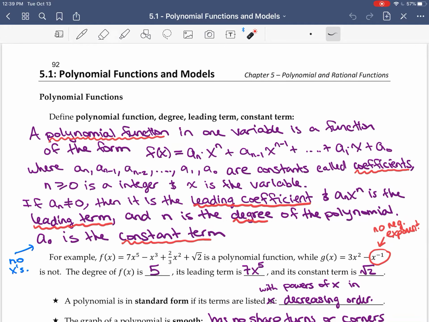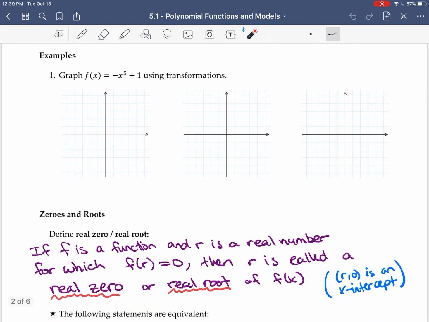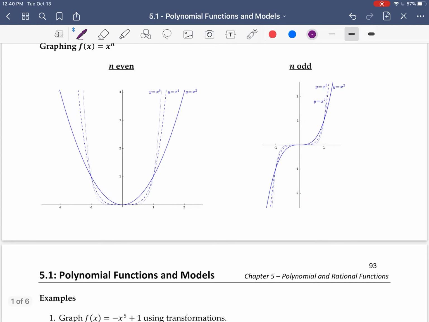In this video, we're going to do some extra examples using polynomial functions. So the first one is a transformation. We want to graph the function f of x equals negative x to the 5 plus 1. We're first going to start by just graphing y equals x to the 5. This graph is actually just right up here in the dashed line.